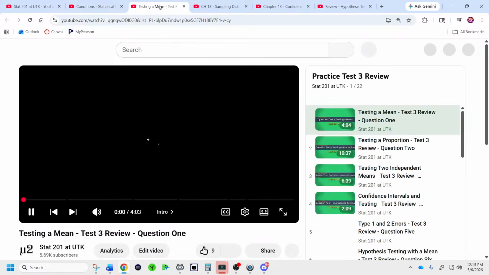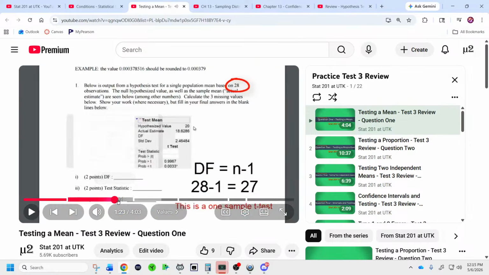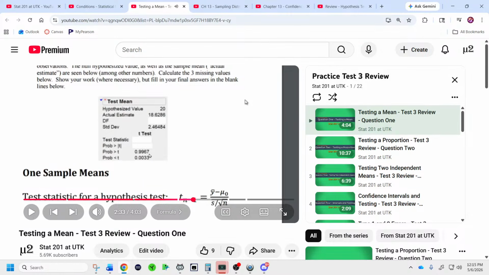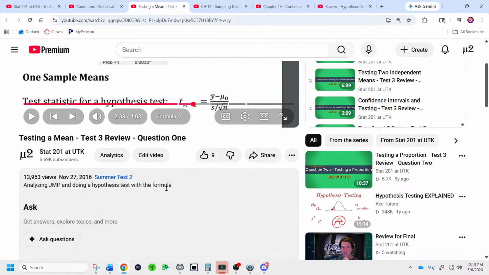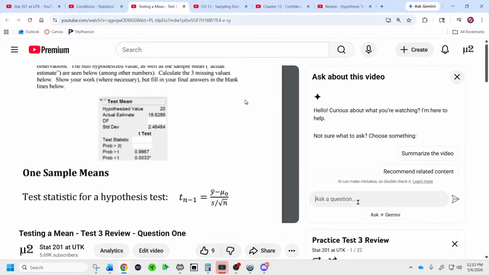Let's go over to another video right here. We've got testing a mean right here, so you can see how this is done. And a lot of people wonder about this last one right here, where we find the p-value. So let's say we are stuck on this, and let's go to ask questions. And let's say, how do I find the p-value for the two-sided alternative using the output in this video?